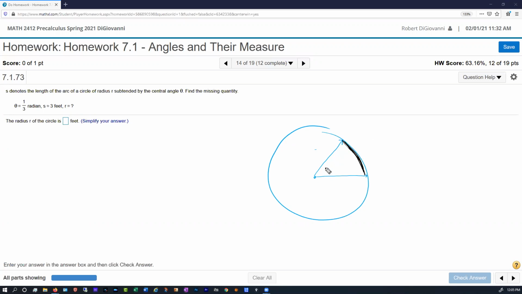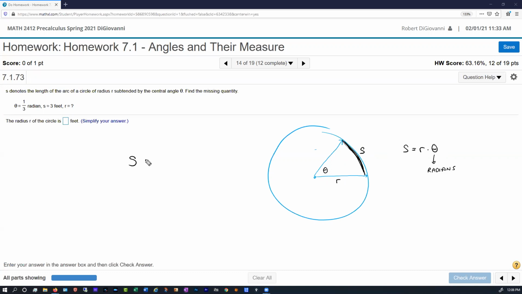Now, if this angle here we call theta, and this is R, and this arc we call S, then we know that S is equal to R times theta. And it's very important that this angle must be in radians. That's an important part for this formula to work. So here it tells us that theta is 1/3 radian and S is 3 feet. So it says, what is R?